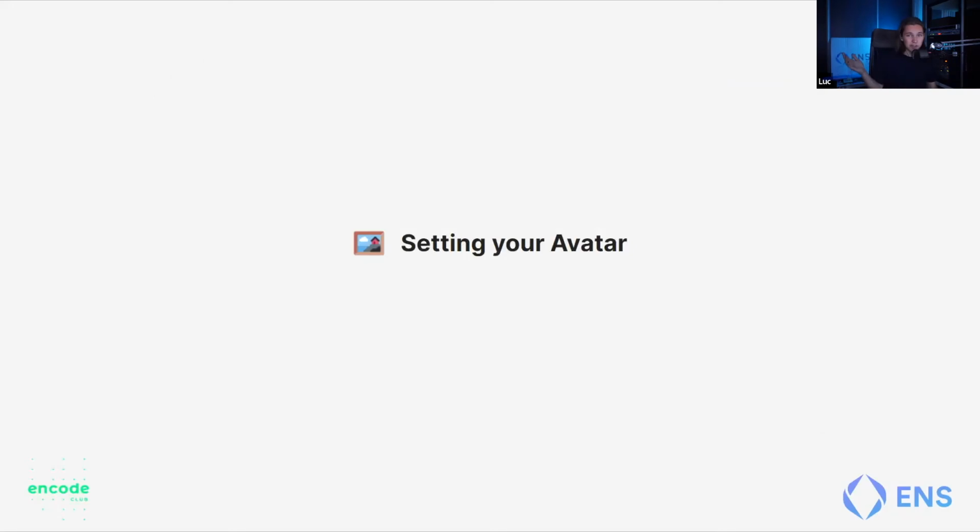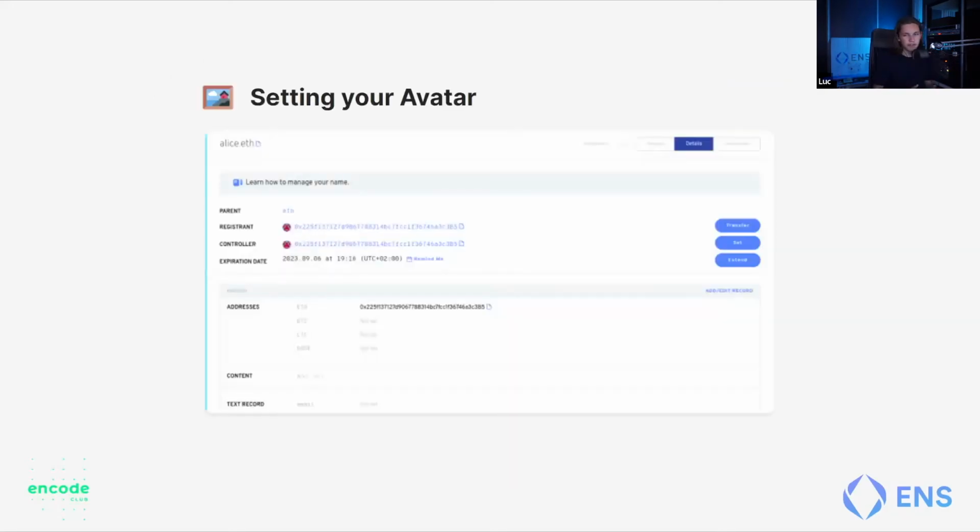So how do you go about setting your avatar? Remember that whole public resolver thing? All built into the UI. So you go to the page, and on the right side right here, you click on add or edit records for your alice.eth name.